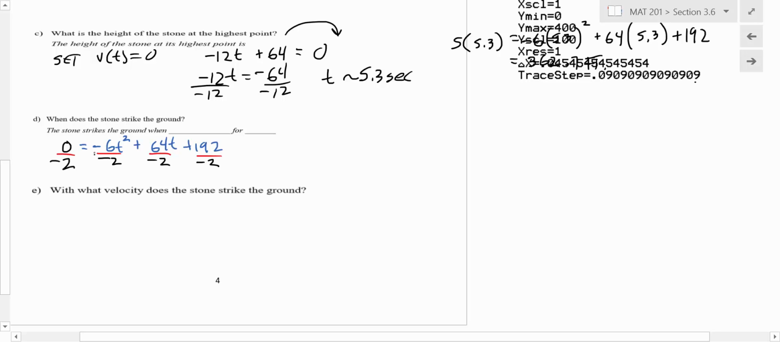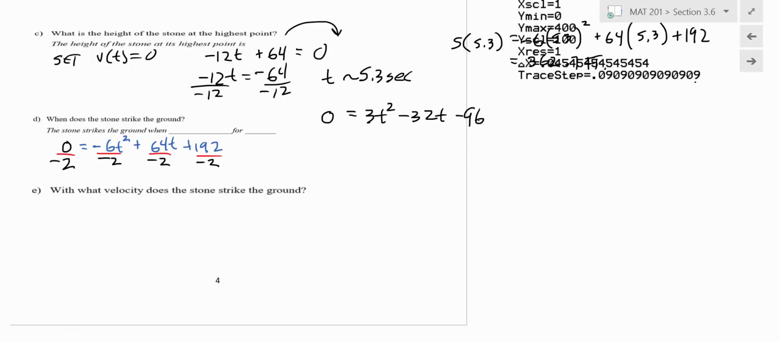I could have actually done that and got a decimal, but I want to try to do it better like this. So that's 0 equals 3t squared minus 32t minus 96. Is that right? Yeah, that's right. Now I don't think that factors, so I'm just going to go directly into the quadratic formula.